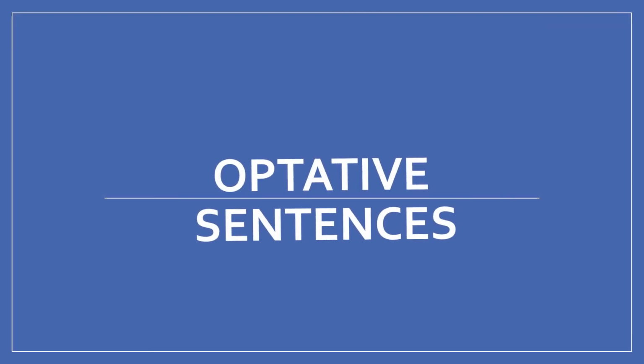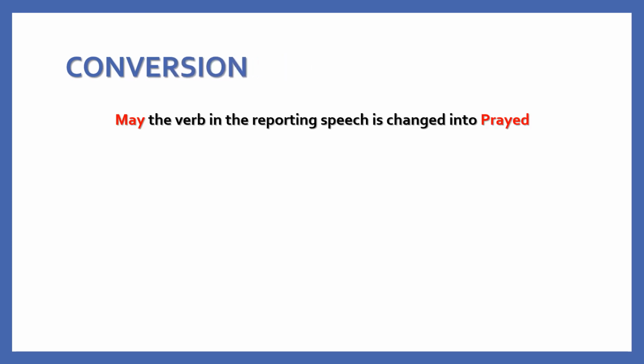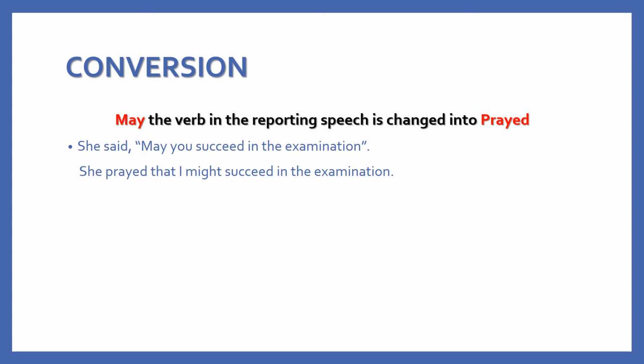Now, the optative sentences. These sentences mainly contain a wish and generally start with the word may. To convert the optative sentence into indirect speech, the word may in the reporting speech is changed into pray. Let's look at an example. She said, "May you succeed in the examination." She prayed that I might succeed in the examination.